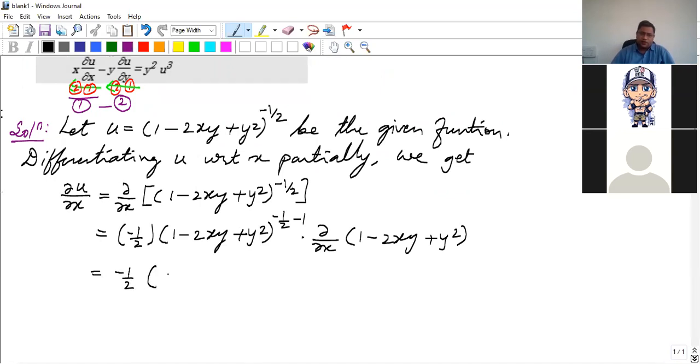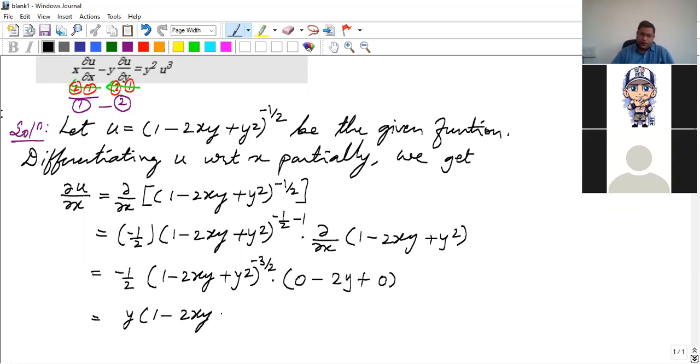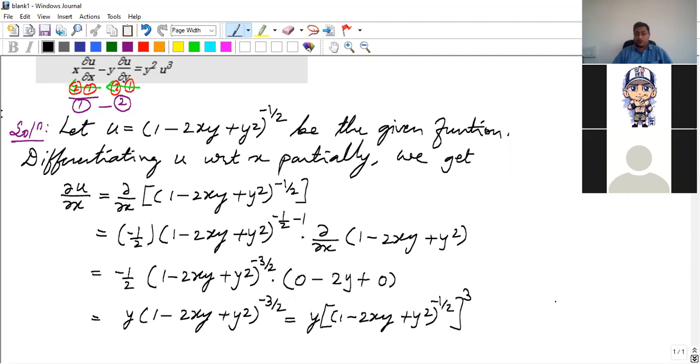So this is equal to minus half (1 minus 2xy plus y square) raised to minus 3 by 2. And now here the derivative of 1 is going to be 0 because we are differentiating with respect to x. Here 2 and y is going to be constant, so the derivative is going to be 2y, and the derivative of the last term is again going to be 0. So this minus 2 and minus half will get cancelled, and then we can write y into (1 minus 2xy plus y square) raised to minus 3 by 2. So this we can write as y into ((1 minus 2xy plus y square) raised to minus half) cubed.